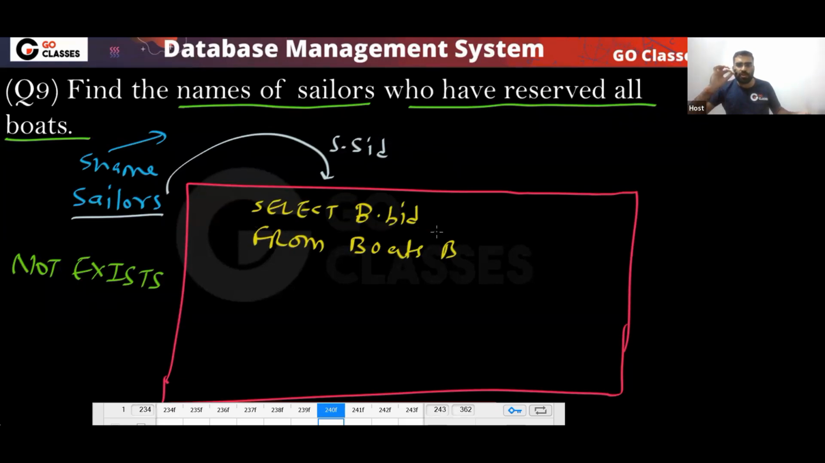Do I need to put a distinct here? Tell me, Nikhil, do I need to put distinct here? Already BID is a key, right? In the boats table, BID is already a primary key.